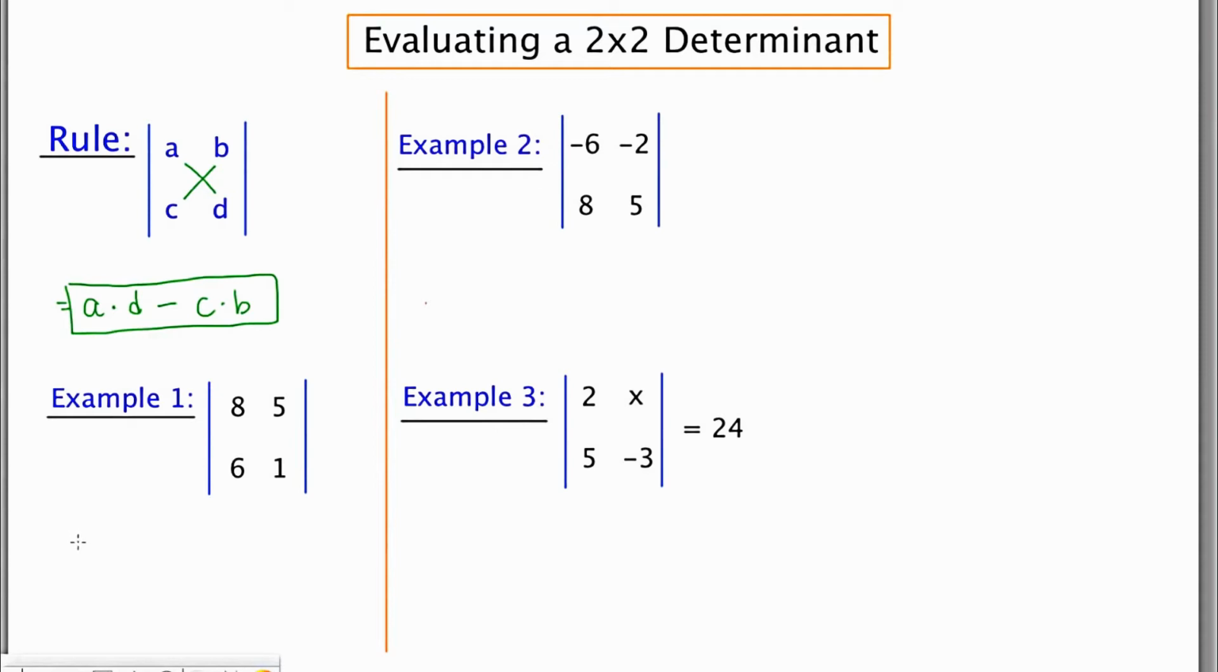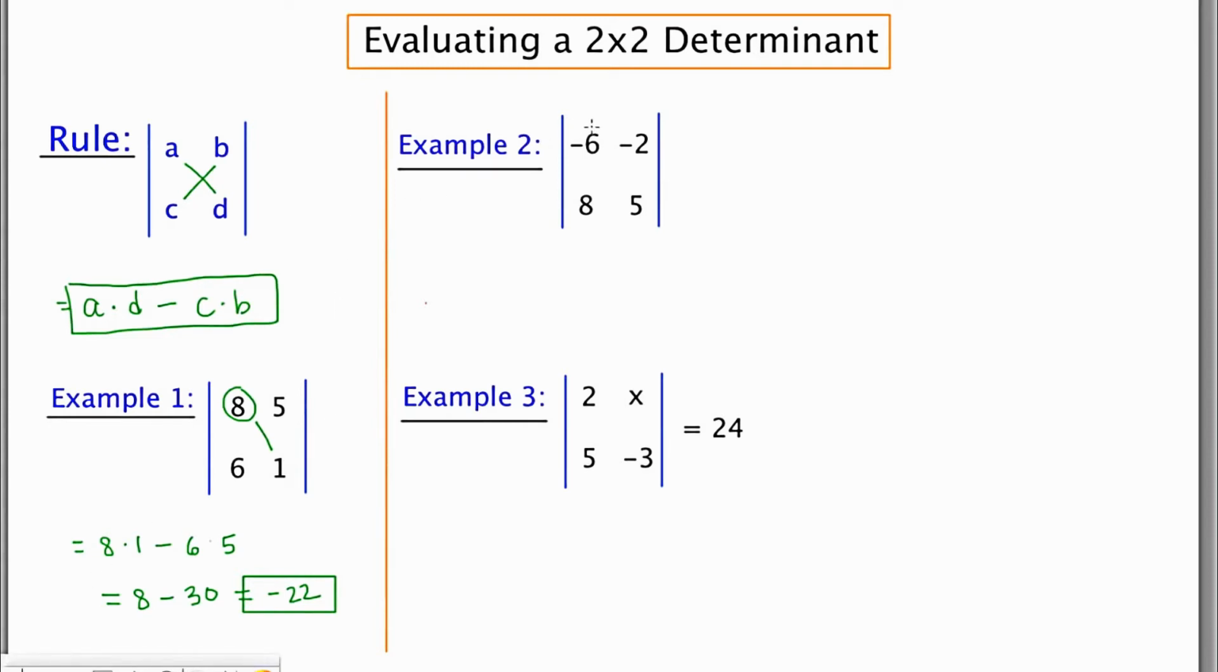Okay, so the determinant is going to be found by starting at the upper left at the 8, and going down this way. So we're going to say 8 times 1, and then we're going to subtract from that 6 times 5. Now 8 times 1 is 8, and 6 times 5 is 30. So we end up getting negative 22. Okay, let's try example 2. Again, pause the video if you want to try to do it first.